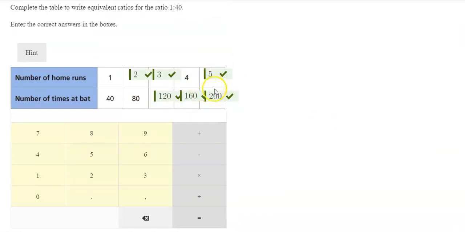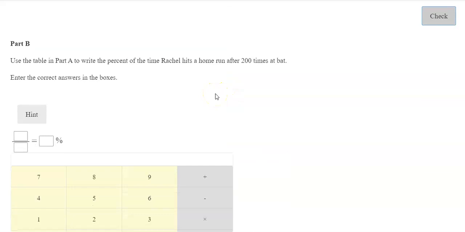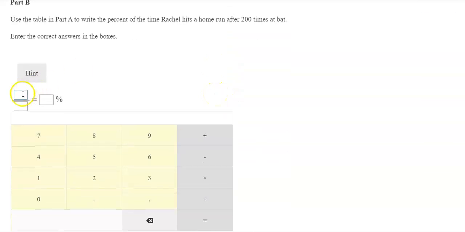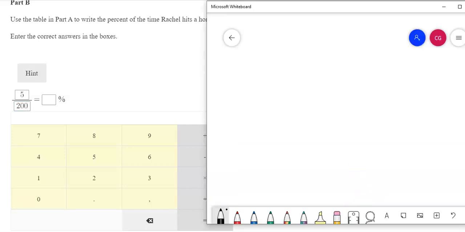So we have 5 out of 200. The 5 on top, 200 on the bottom. And now we need to find the percent of that. So I'm going to open up my handy dandy work paper. And I have 5 over 200. I need to get the percent, so I'm going to divide it. So I have 5 divided by 200.